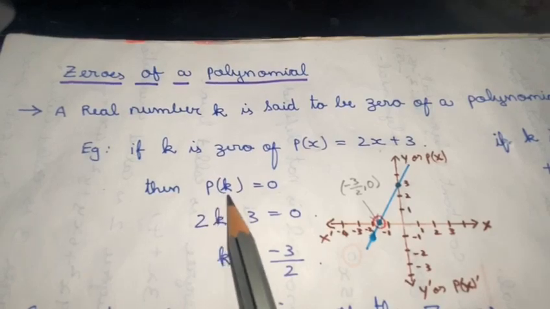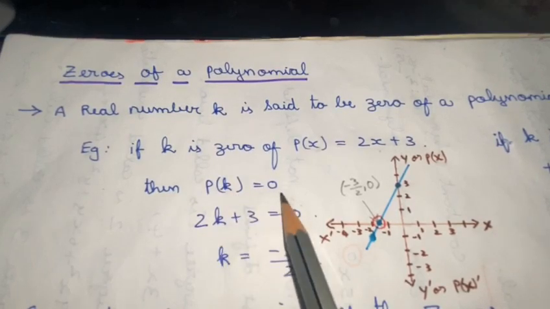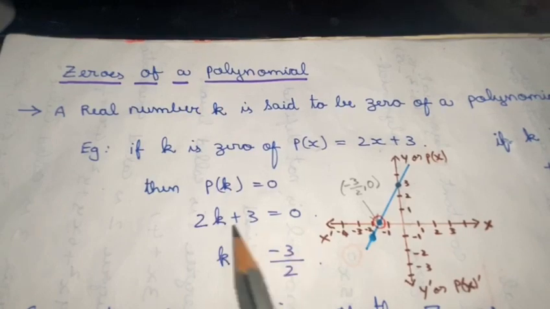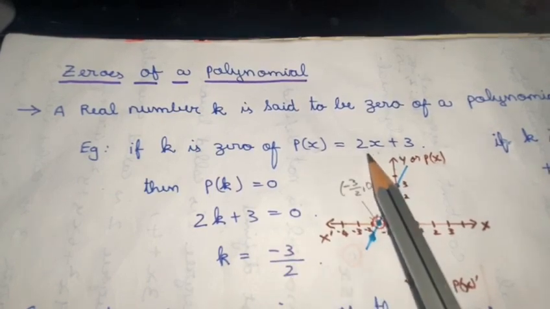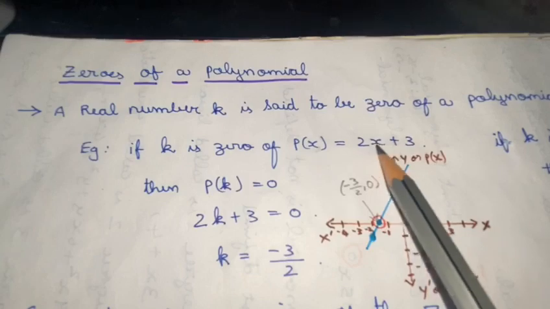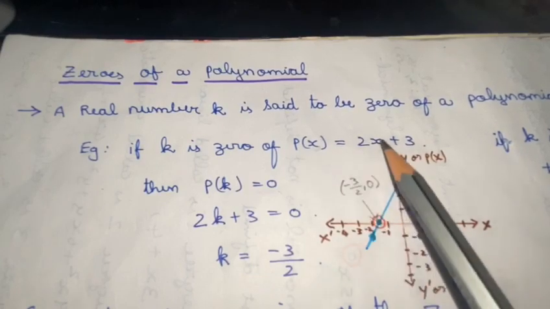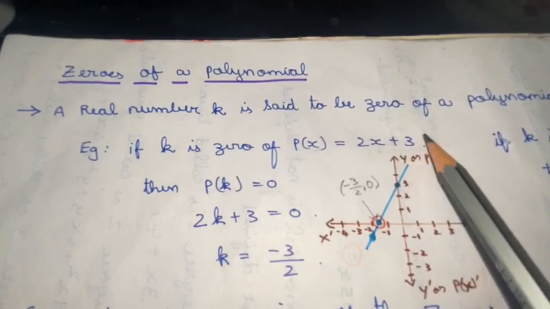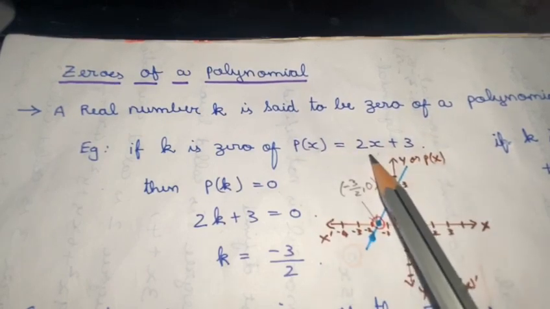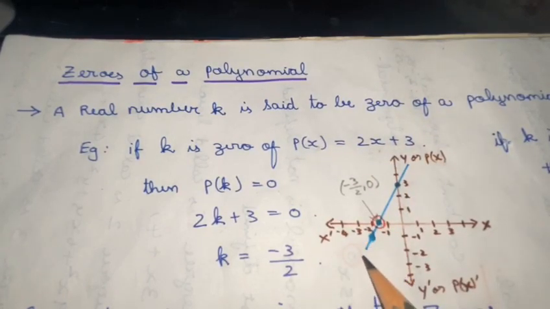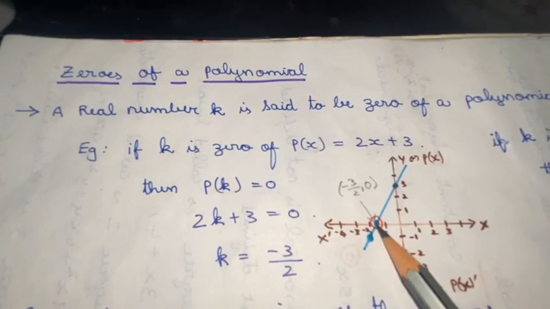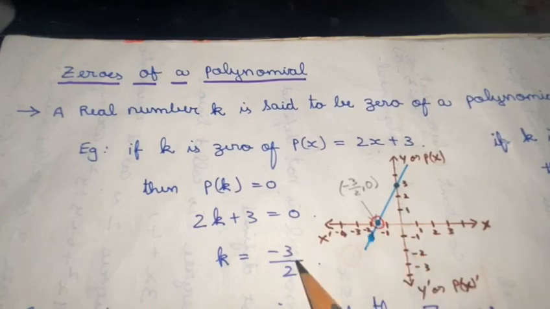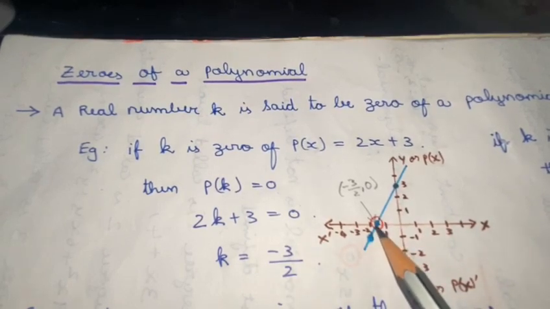I am going to consider p of k, where k will be the real number. In order to find the value of k, I am going to equate it to 0 and hence I find the value of k as minus 3 by 2. If you substitute this minus 3 by 2 in the equation, 2 into minus 3 divided by 2, the 2 and 2 get cancelled, minus 3 plus 3 is 0. Hence the solution for this expression is found. And if we plot the graph, you find that it will intersect the x axis alone. Hence it is said to be the solution, or a 0 of the polynomial.